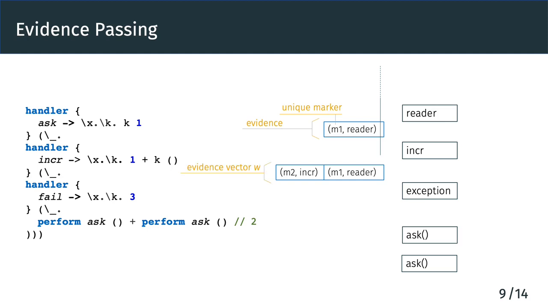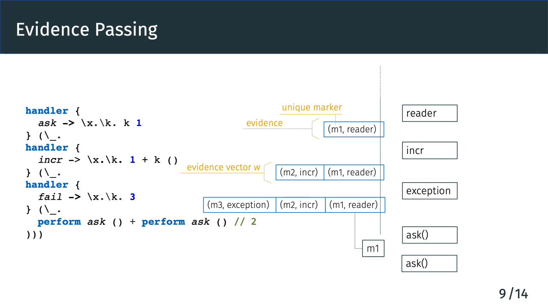That is, we now have an evidence vector. We denote an evidence vector using the letter W. We do the same for the exception handler and get one more evidence. Now we hit the first ask operation. This time, we first inspect the evidence vector. From the evidence vector, we find the reader handler that is supposed to handle this operation has marker M1.